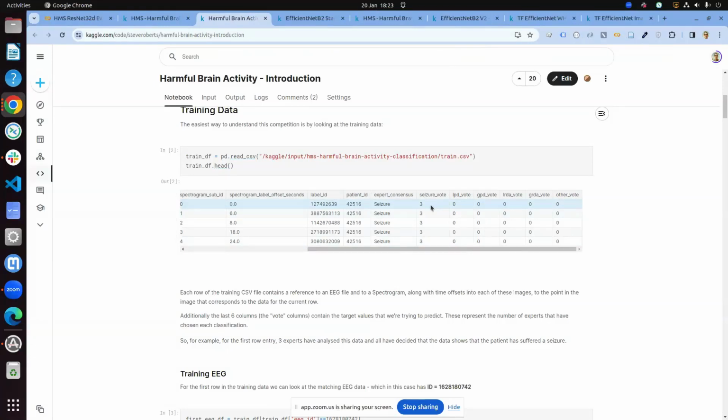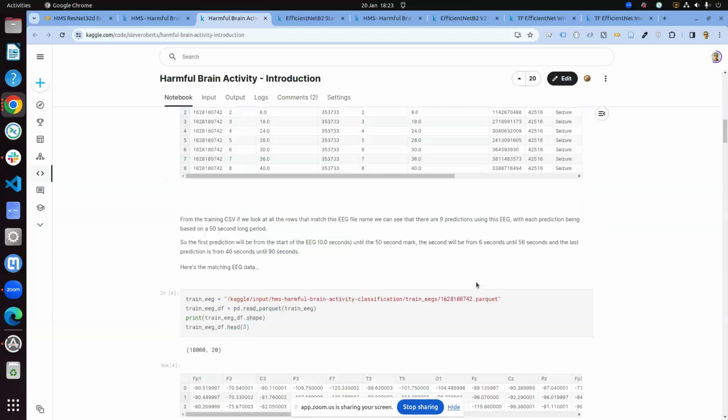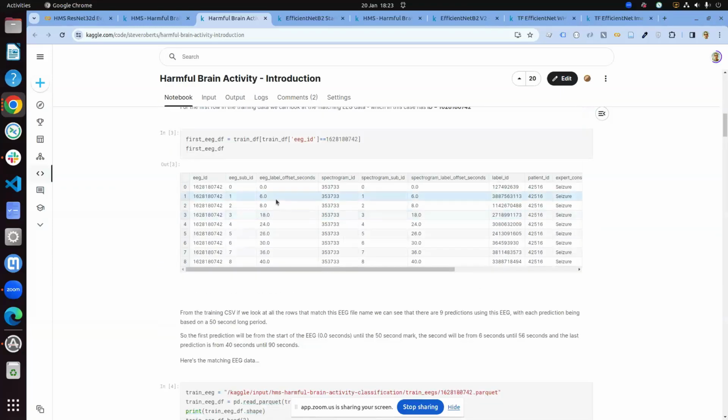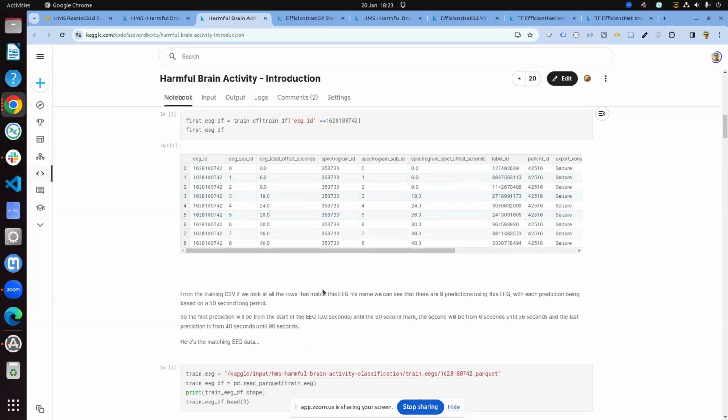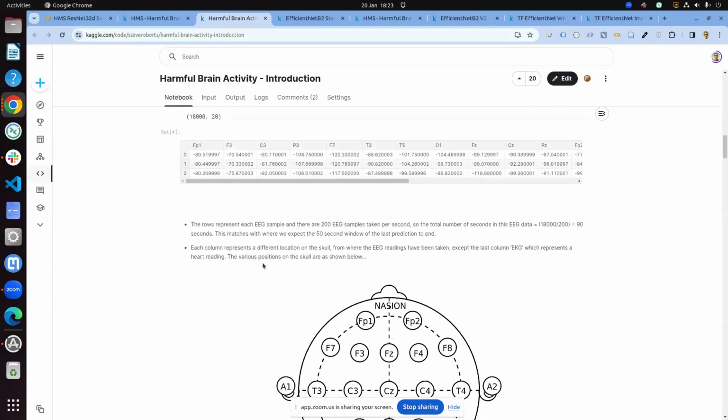But actually, when you're training, you don't want this to be 3. You want the probability for each category. So in this case it would be 1, because all of them voted for that. For each row, you get an EEG, and then there are time offsets into the EEG, so you'll get a single image.